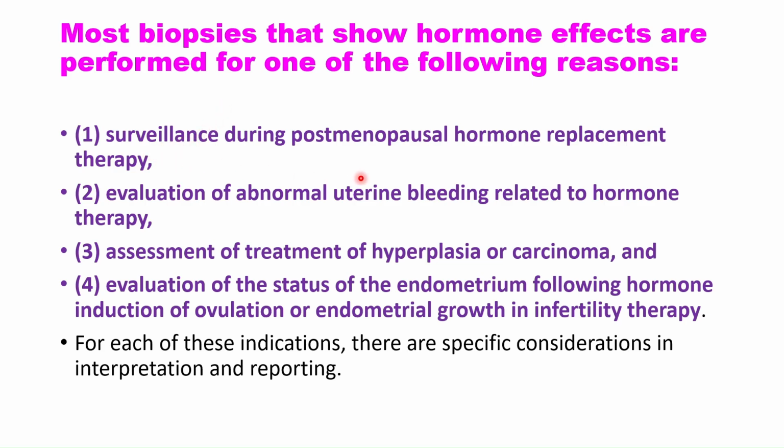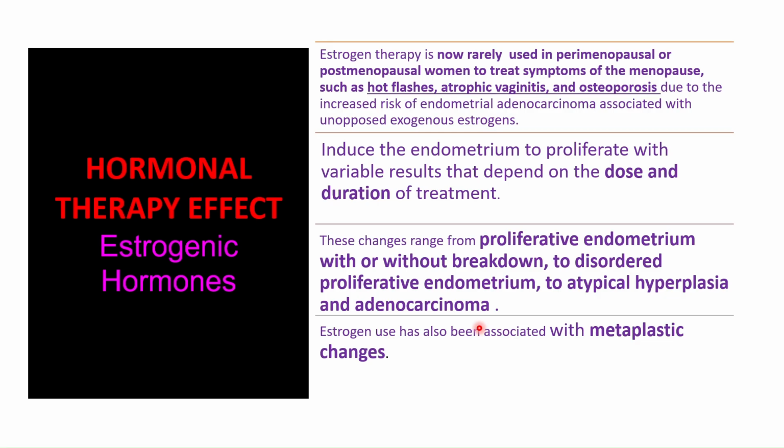So first, surveillance during postmenopausal hormonal replacement therapy for the evaluation of abnormal uterine bleeding related to therapy, assessment of treatment in case of hyperplasia or carcinoma, and evaluation of status of the endometrium following hormonal induction of ovulation or endometrial growth in infertility therapy. Now, let's see one by one the estrogen and progesterone effect.